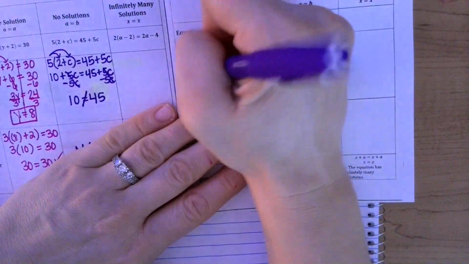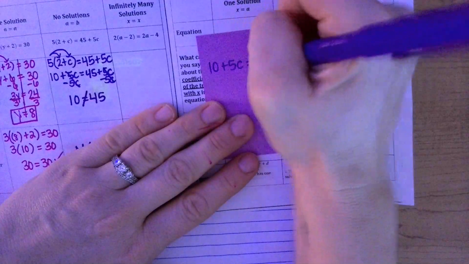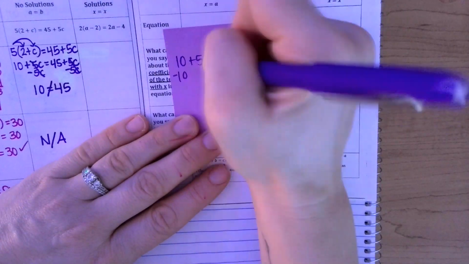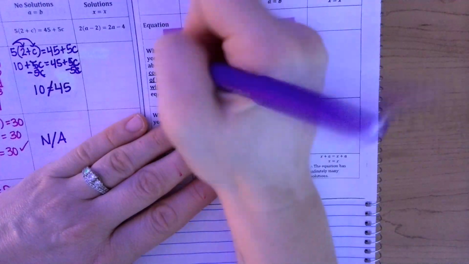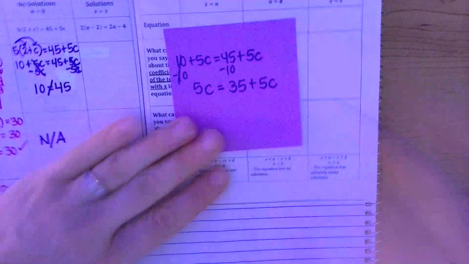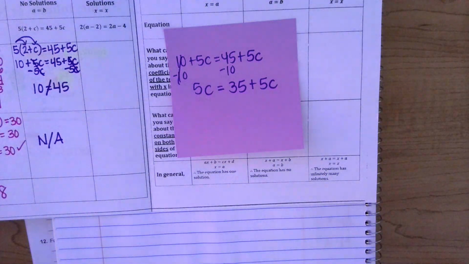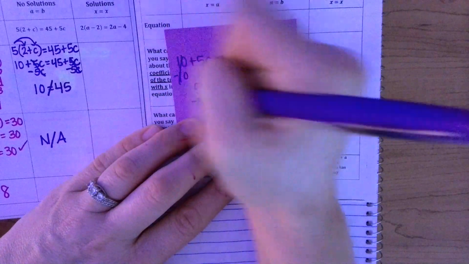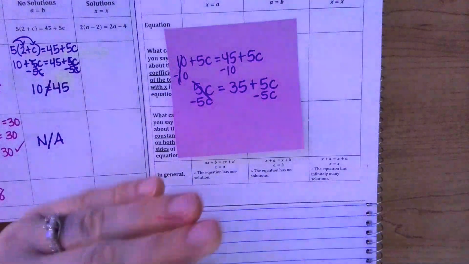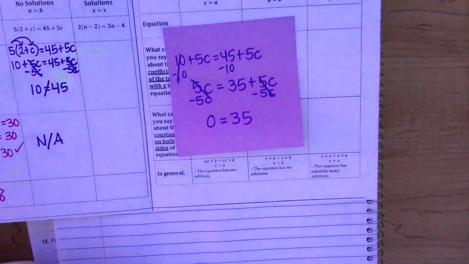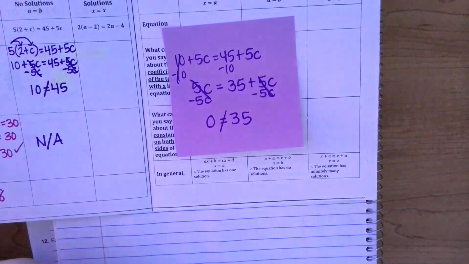If we were at 10 plus 5c equals 45 plus 5c, and then you say subtract 10 first? Yeah. Okay, so let's subtract 10. That cancels out, we have 5c equals 35 plus 5c. Then we have to get all of our variable terms on the same side, so we would have to subtract 5c again. 5c minus 5c cancels out, so we have 0, and then we have 35. If you did it that way, it still is not a true statement, so it's still no solution.